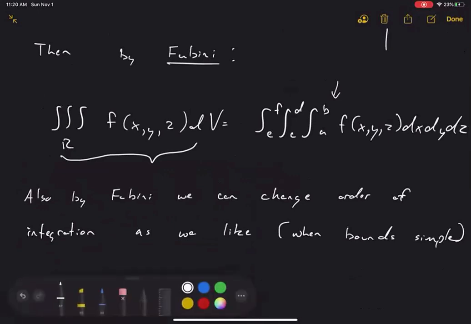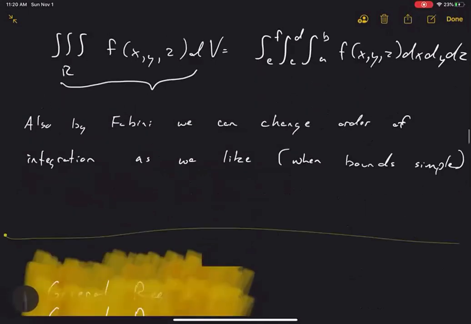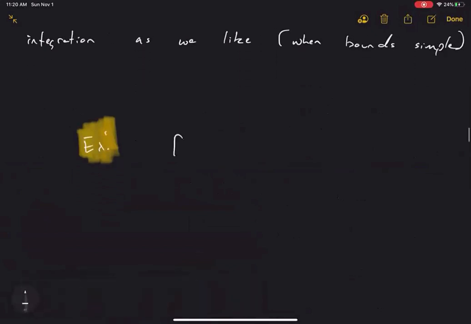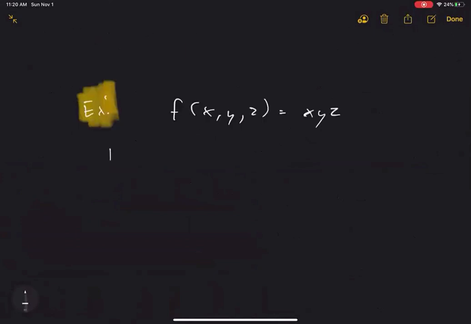So let's do a quick example. I'll just make one up off the top of my head. There's nothing too much new here. Maybe we're given f of x, y, z equal to just x times y times z, and we want to integrate on the region. Maybe you'll see it written like this in this kind of set notation.